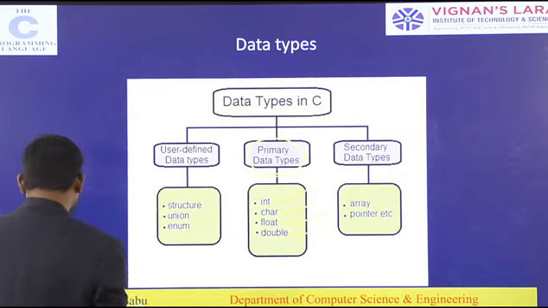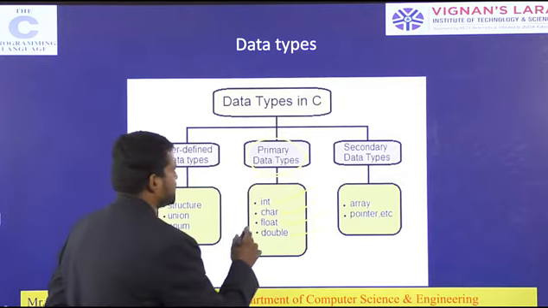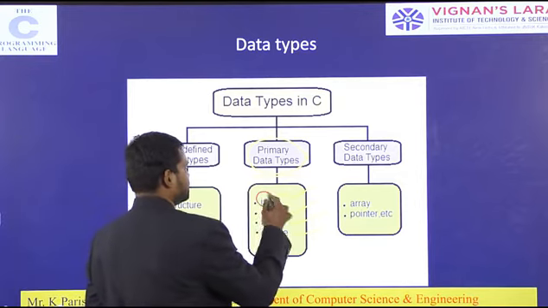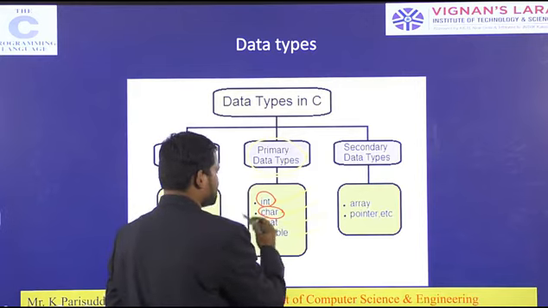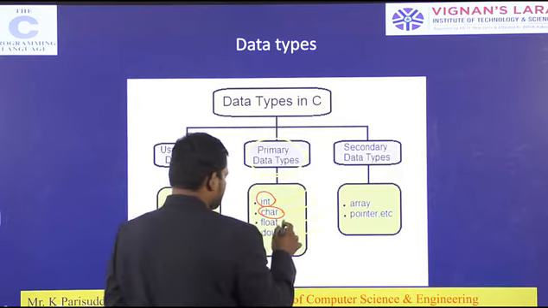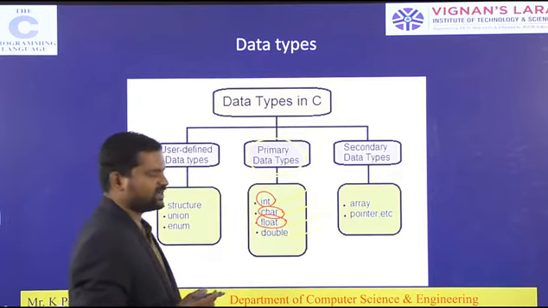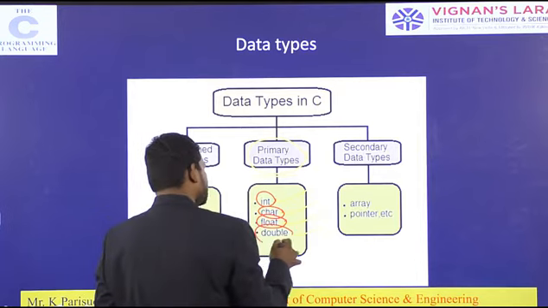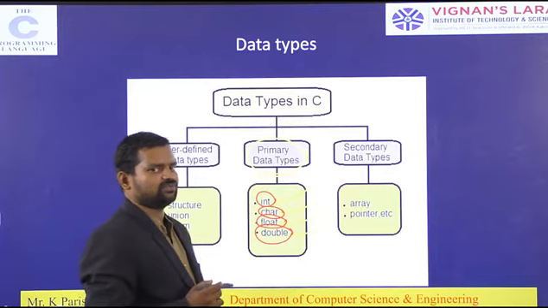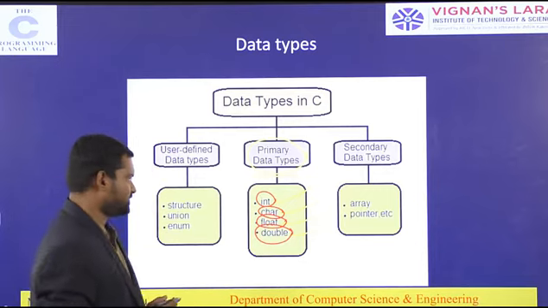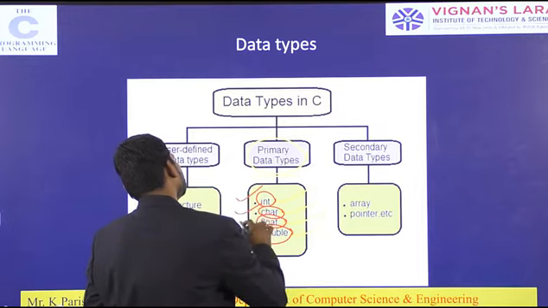Primary data types available in the C language are the integer data type, represented by the keyword int; the character data type, represented by the keyword char; the float data type, represented by the keyword float; and the double data type, indicated by the keyword double. So these are all the primary data types.